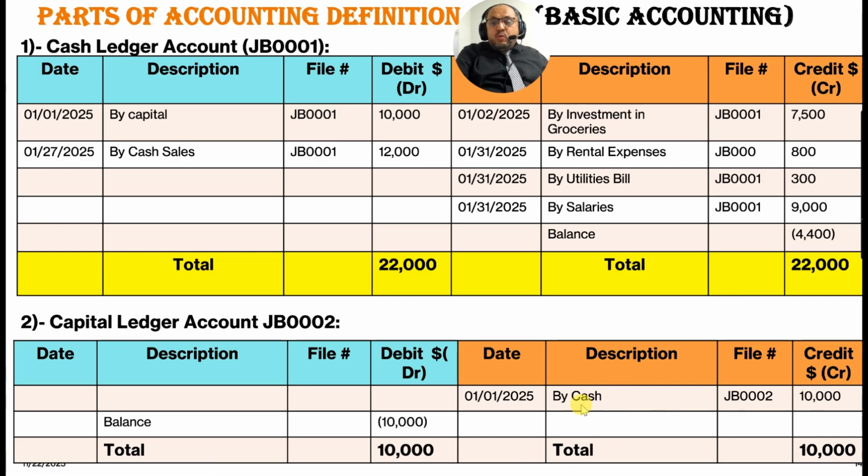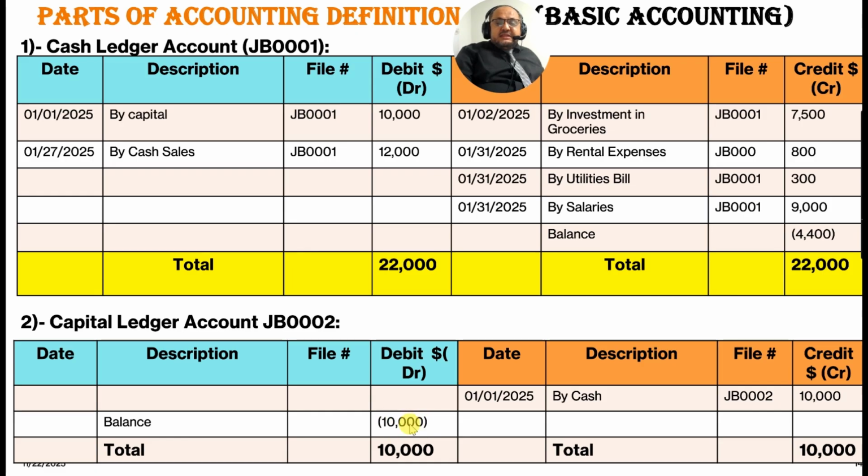But here we again do not write the capital. We write the source by which it was decreased. It was decreased by receiving cash, that's why we wrote it in here by cash account. And the total is 10,000. As we have no transaction on the debit side, according to the rule, this side should be equal to this side. For this purpose, we write in here balance 10,000.